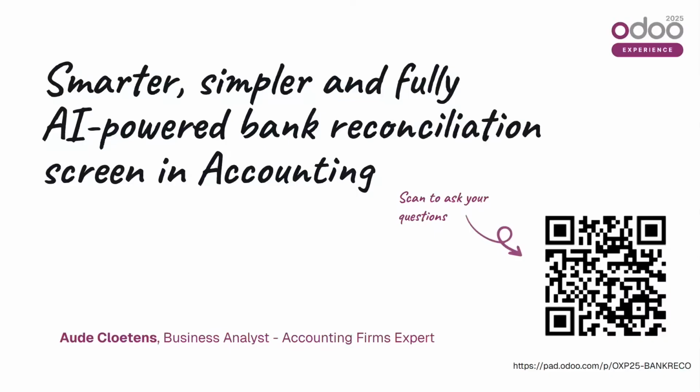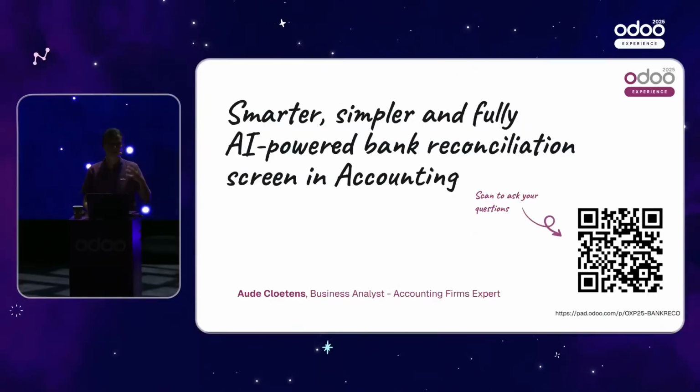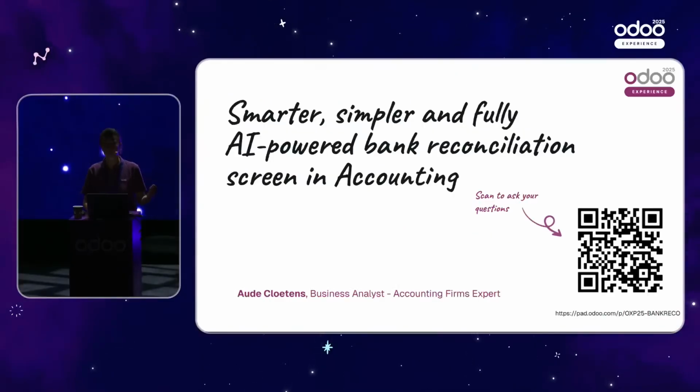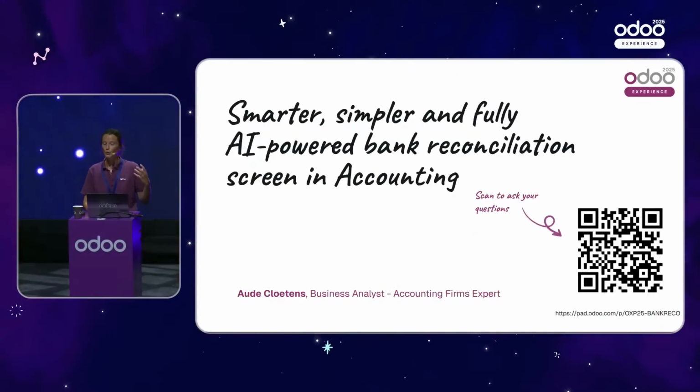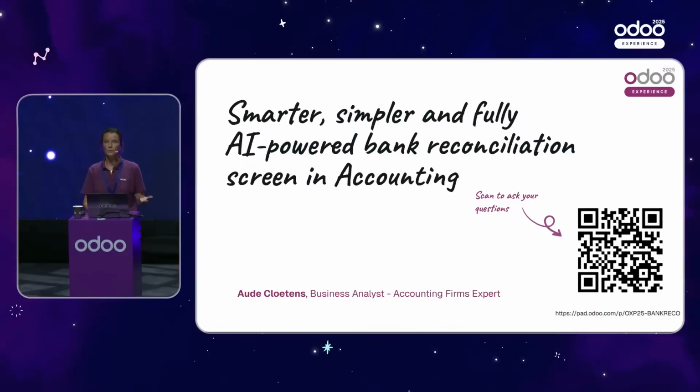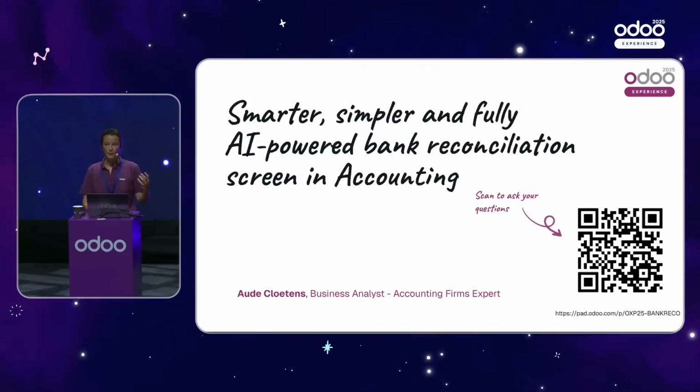Bank reconciliation is one of the most critical tasks for accountants. But let's be honest, sometimes it feels like you're navigating a labyrinth because it's so time-consuming and so confusing, and sometimes you don't see the end of it. Well, Odoo 19 completely reimagines this process. With smarter automation, a simplified interface, and fully AI-powered matching, it makes bank reconciliation almost effortless.